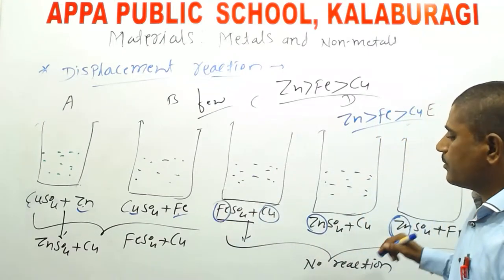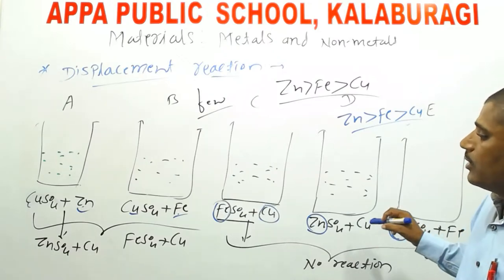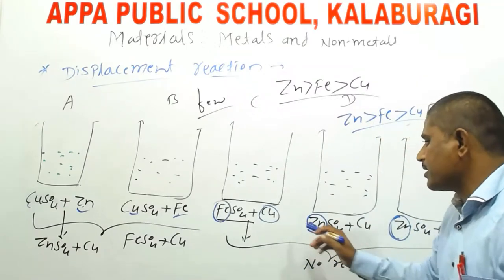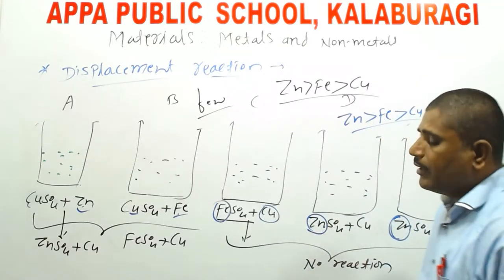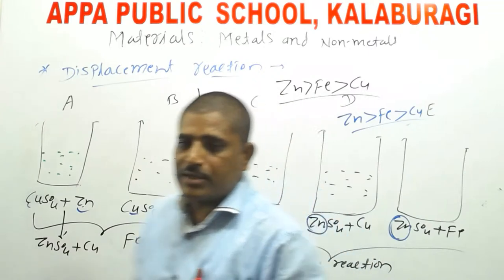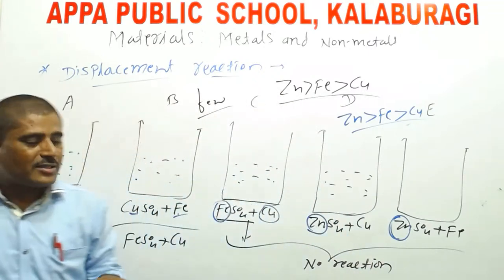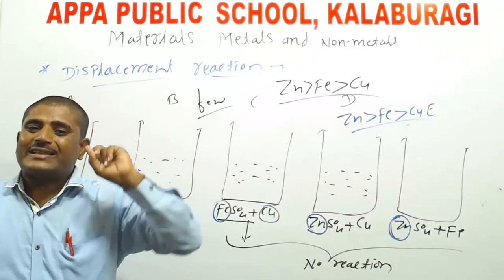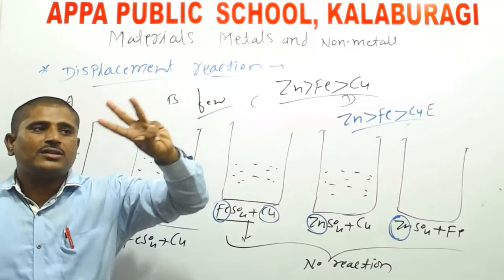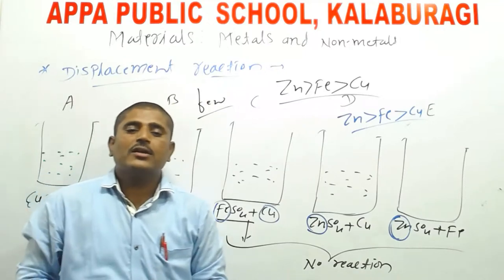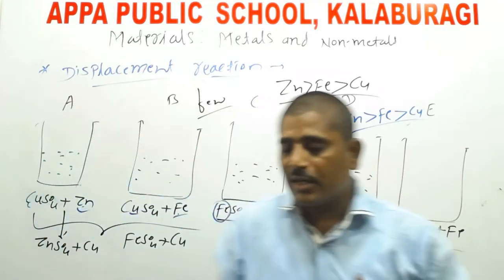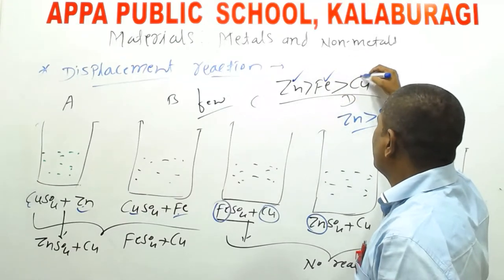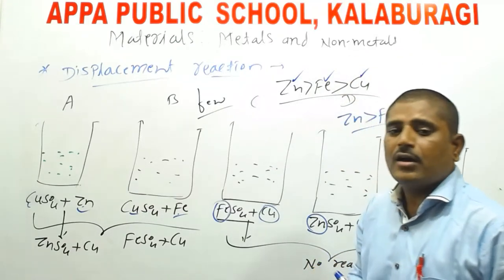So in 5 beakers, what happened, my dear students? Here only in 2 beakers reactions take place, and in the rest of the beakers no reaction takes place. Hope the point is clear. Here zinc is more reactive, then second, iron is reactive, and the least reactive is copper. Among these three elements, zinc is more reactive, iron is next, and the least reactive is copper.